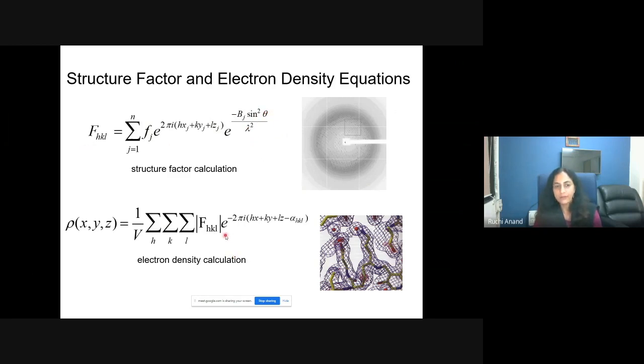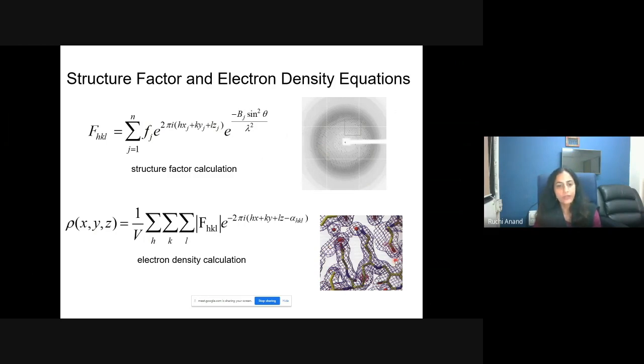Ultimately, the structure factor is related to electron density. So we convert these dots, which is called a diffraction pattern, into electron density, and I talked about it briefly last time. So you will be able to get these wires, which tell you the electron density.